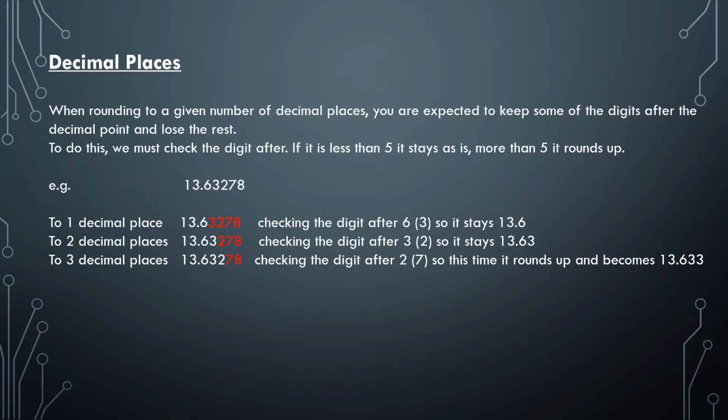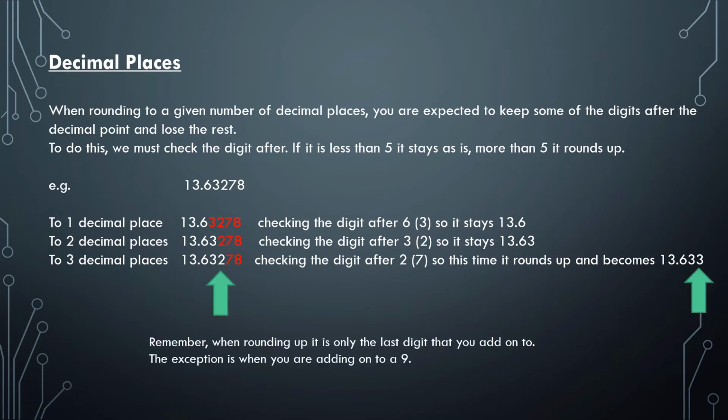And remember, when we're doing this, it is just that final digit that we are adding 1 onto. Okay, we don't need to stick a 1 in anywhere else. It is just that final digit. The only exception is when that becomes a 9. We add on to that, but we'll look at an example for that later. So it's only the final digit that we are changing.